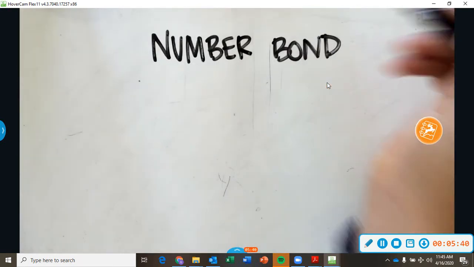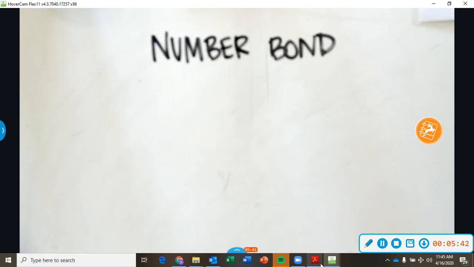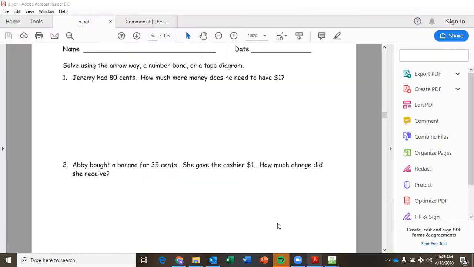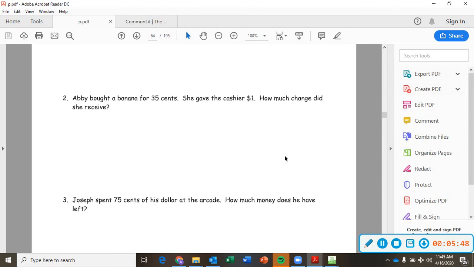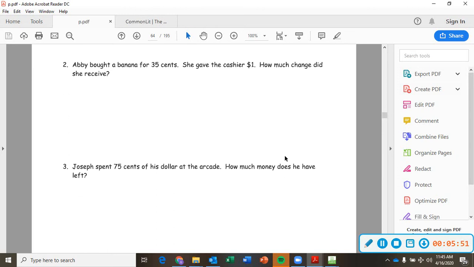So next we have the number bond, and I didn't pick any specific order to do these in. Honestly, I let them pick what strategy they want to do and what strategy makes the most sense to them. Because the reality is that there's multiple ways to get there in math. We're just providing them with all these different ways to get there.